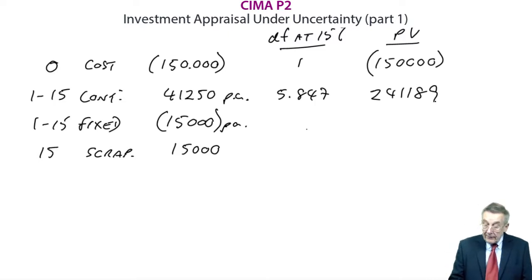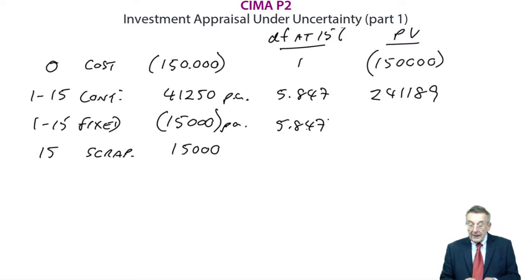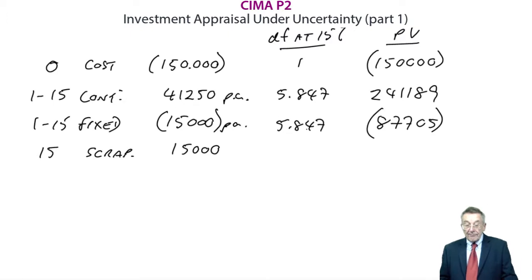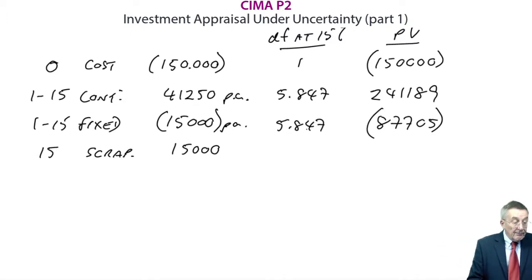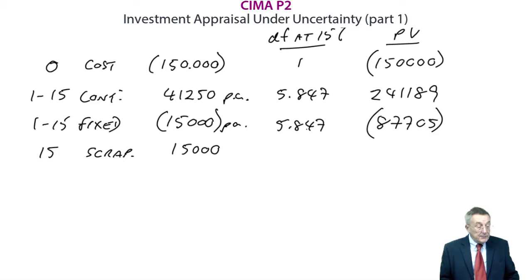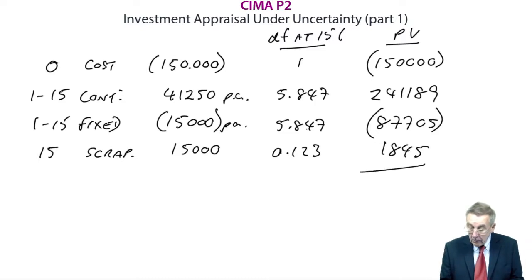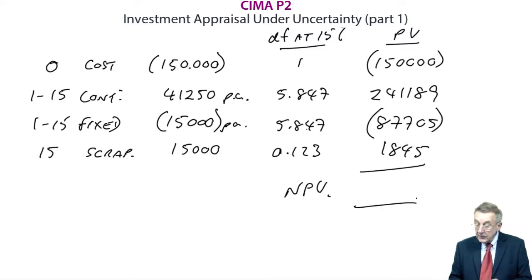Assuming the fixed cost, 15 years, annuity, 15%, 5.847. Present value of them, 87,705. And the scrap proceeds. This is just an individual flow in 15 years' time, so the ordinary factor for 15 years at 15% is 0.123, giving $1,845.